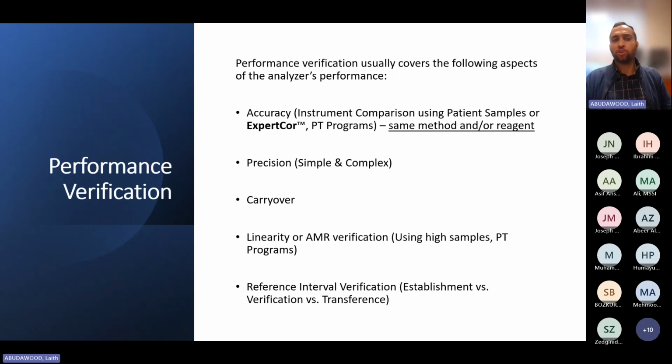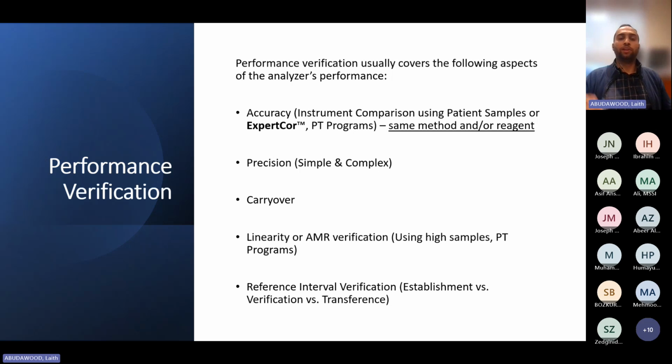Now, the most common approach is by using comparison. I compare my new analyzer to the same exact analyzer, or at least within the same manufacturer, using the same methodology and the same reagent. So for example, I can compare a Compact to a StarMax, because both are using the same methodology. They're using mechanical detection. I cannot, for example, compare a Compact Max in many cases to a Sysmex machine, because Sysmex uses optical detection of clots.